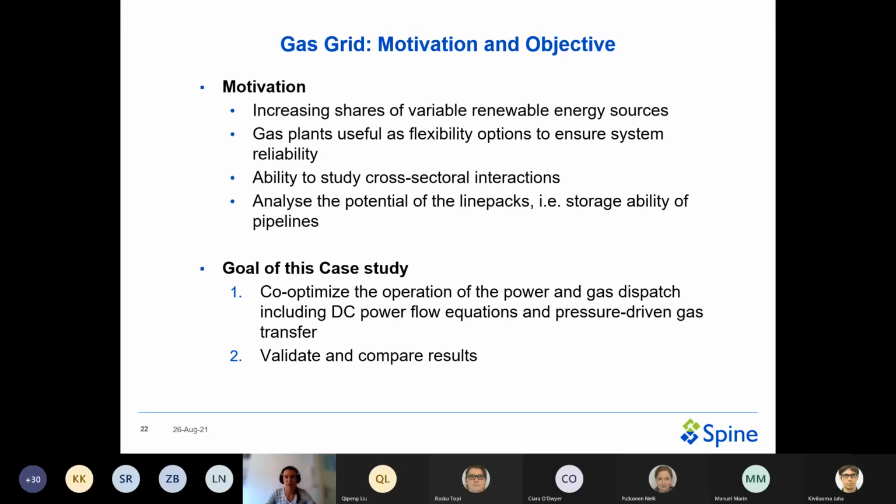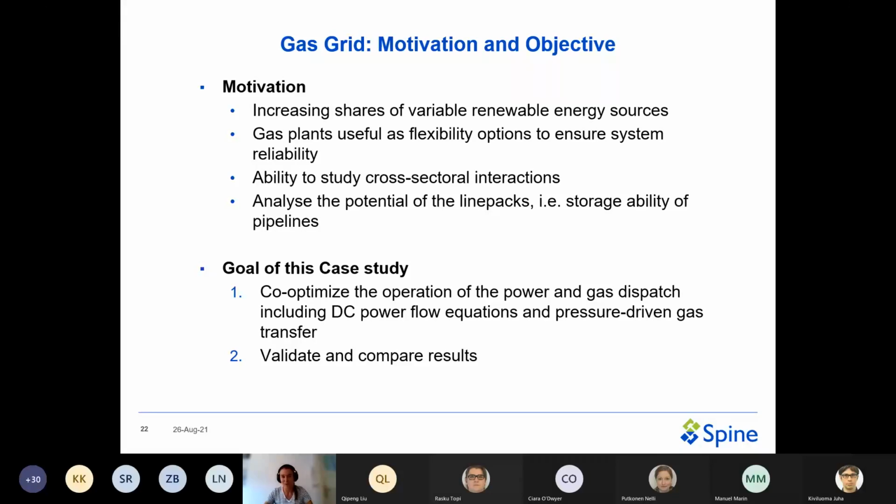Why would it be important to look a bit more in detail at how a gas grid works? Well, you all know that there is an increasing share of variable renewable energy sources that bring some uncertainties with themselves. And we know that gas plants can be a useful tool to provide flexibility options to ensure system reliability. So we want to be able to study those cross-sectoral interactions and analyze the potential of line packs. And by line packs I refer to the storage ability of pipelines.